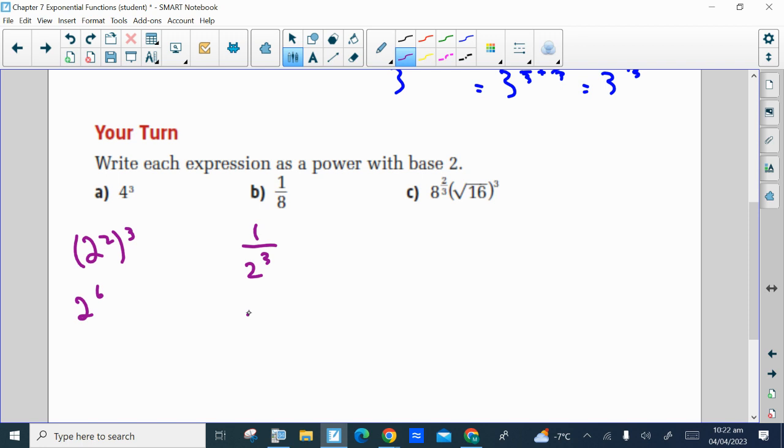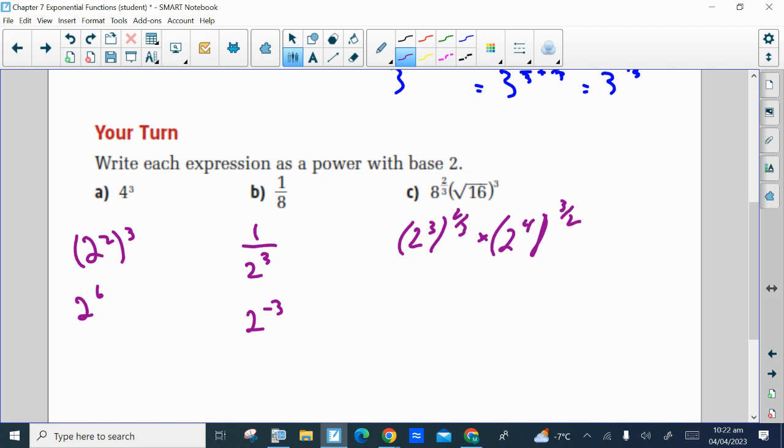1/8 would be 1/2 cubed, or 2 to the negative 3. We're asked to write them with powers with a base of 2. And the last one, 8 is 2 cubed. That's raised to the power 2/3. 16 is 2 to the 4th. And the 16 is under the radical. That's a square root of 16 cubed, which is power 3/2.